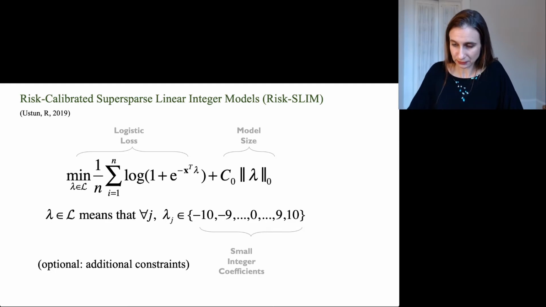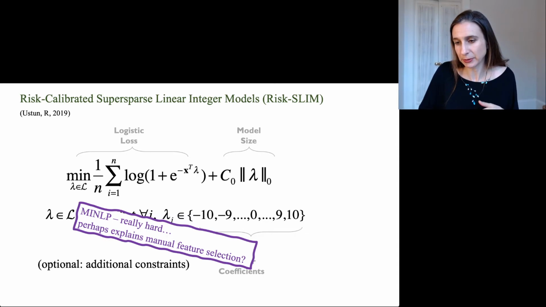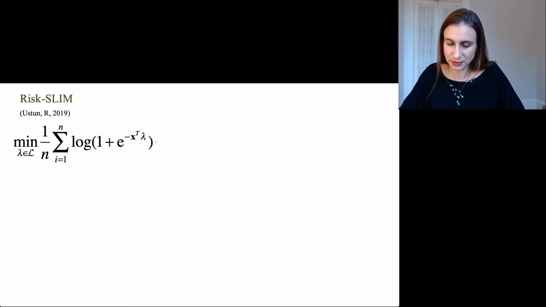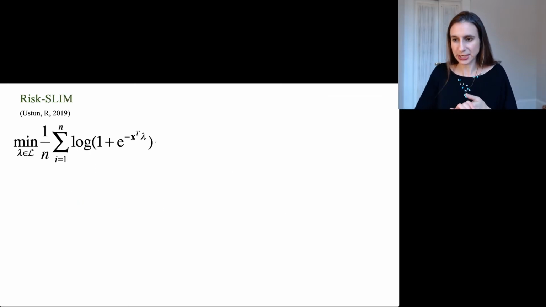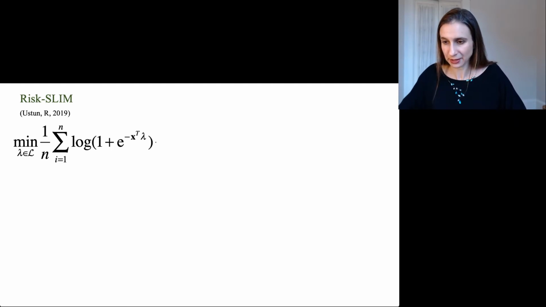Okay, so this, of course, is a really hard problem to solve. This is a mixed integer nonlinear program. It's really hard, and there's no solver that can solve this problem by itself in a reasonable period of time. So for this kind of problem, you need a specialized optimization technique. And that kind of explains why in the past people would do a lot of manual feature selection for scoring systems. So let's just pretend for now that we're just dealing with the logistic loss, okay? So we just want to minimize the logistic loss, but we want to minimize it over the integer lattice, okay? So we want the coefficients to be integers.